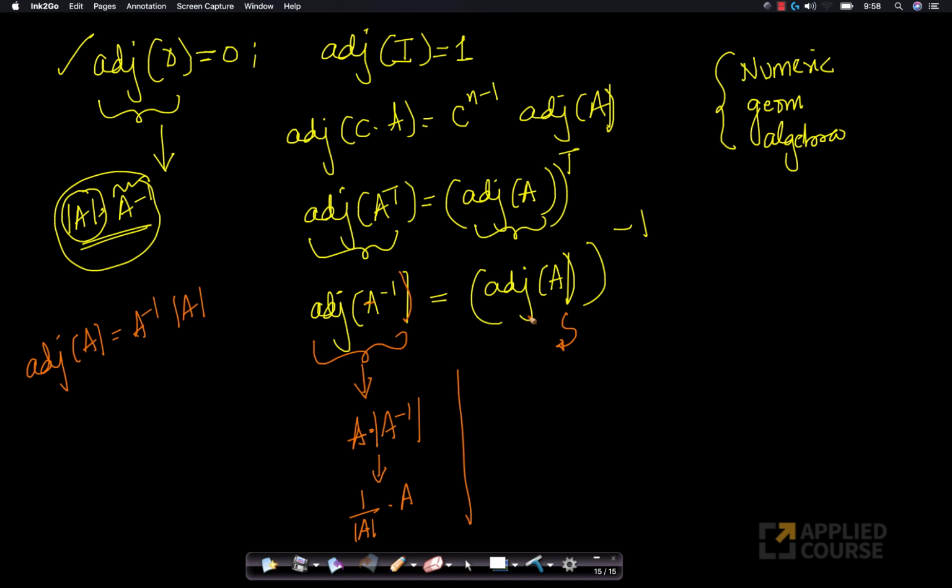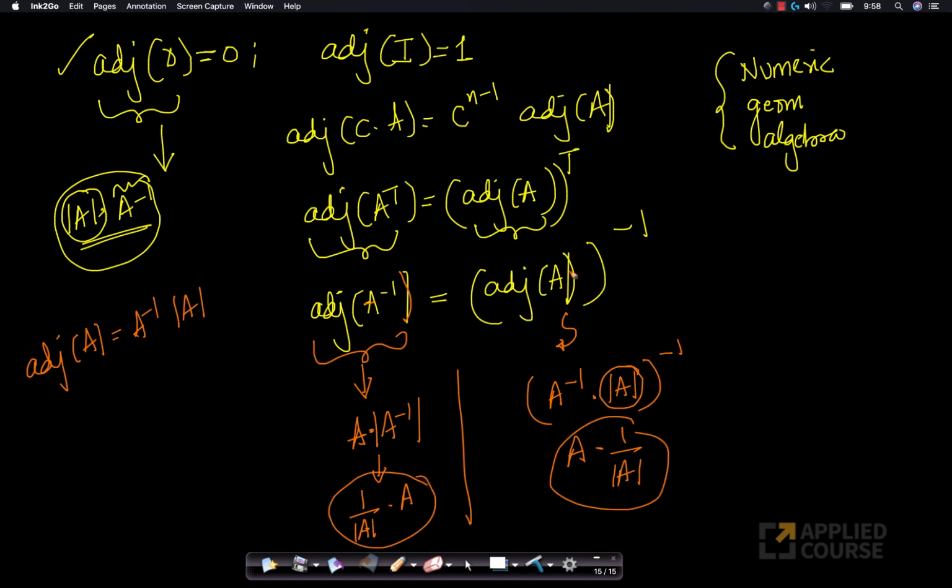What about the RHS? Let's look at the RHS. So what is adjoint of A? Adjoint of A is A inverse into det of A. If I take the inverse of this whole thing, remember that this is simply a scalar. So A inverse inverse is A itself, right? What is det of A inverse? It is nothing but 1 by det of A. Now if you notice, your LHS and RHS are the same. So this is equal to this.